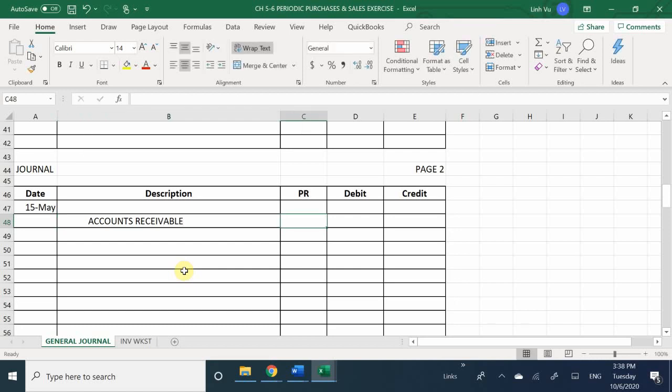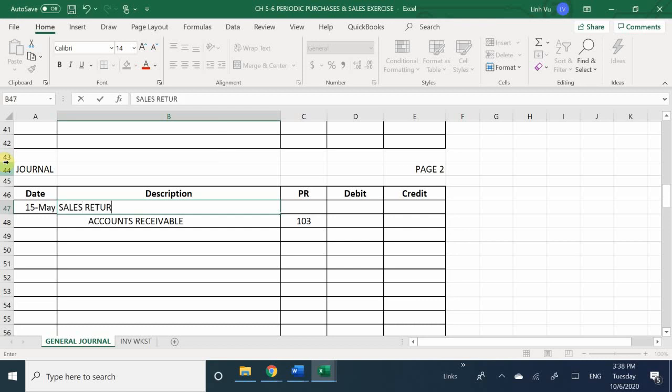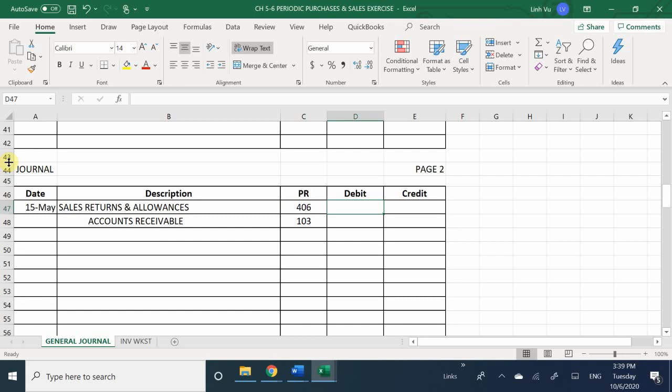Right. So 103. Okay. What was the other account that you said we're going to be using? The sales return. Good. Now, what is sales returns and allowances? It is account number 406. Yes. Specifically, it's a contra account. Correct. It's a contra account to sales. So because it flows in the opposite direction, it's going to definitely be a debit balance. So in this case, sales returns and allowances, which is going to be account 406. All right. Okay. There you go.